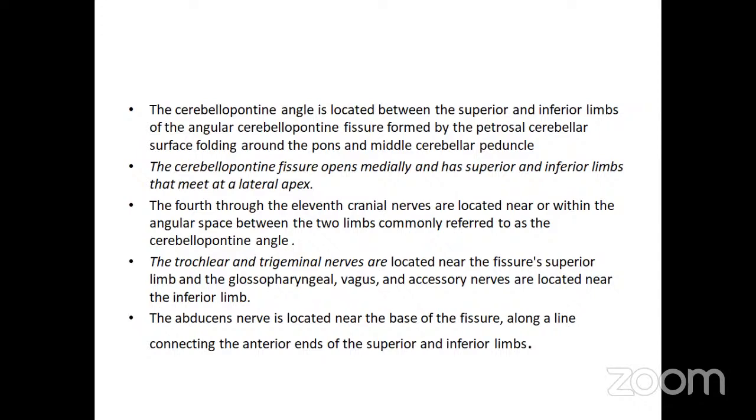The 4th through 11th cranial nerves are located near or within the angular space between the two limbs that are commonly referred to as CP angle. The 4th and 5th, that are the trochlear and trigeminal nerves, are located near the superior limb of the cerebello-pontine fissure, and the glossopharyngeal, vagus, and accessory nerves are located near the inferior limb. The 6th nerve, which is the abducens nerve, is located near the base of the fissure.